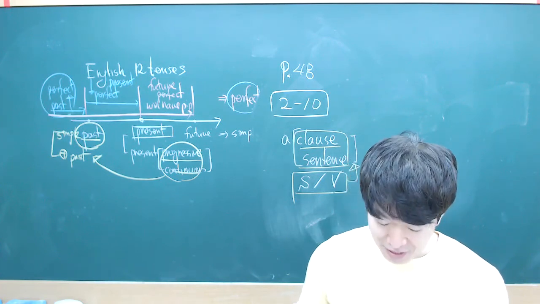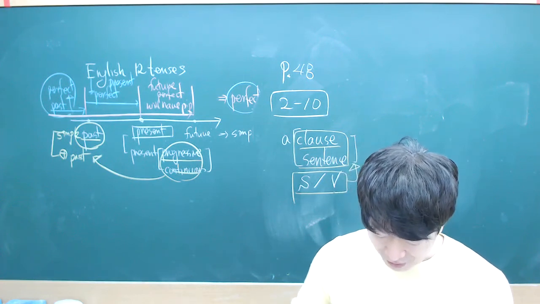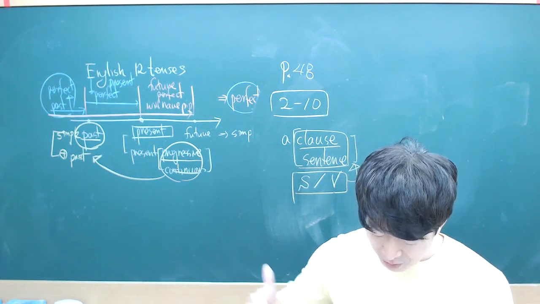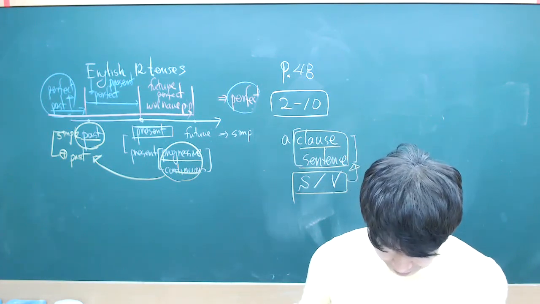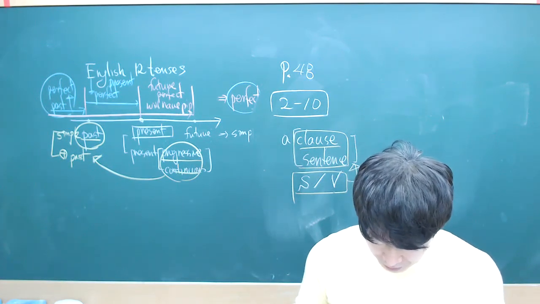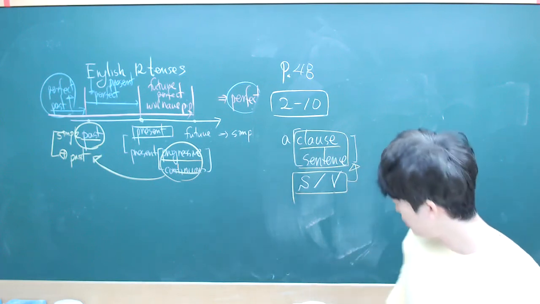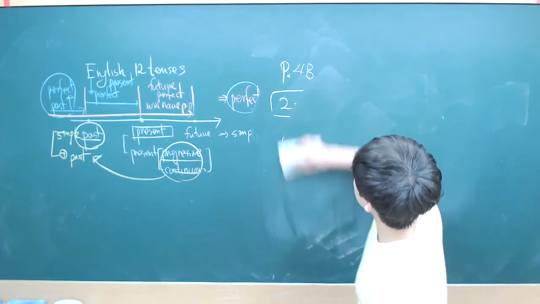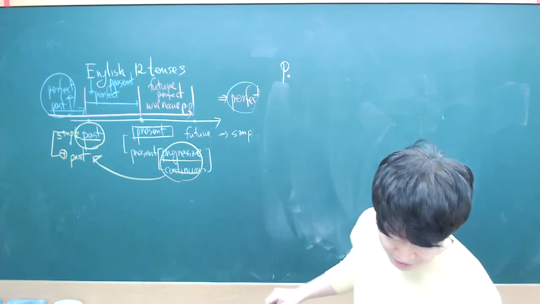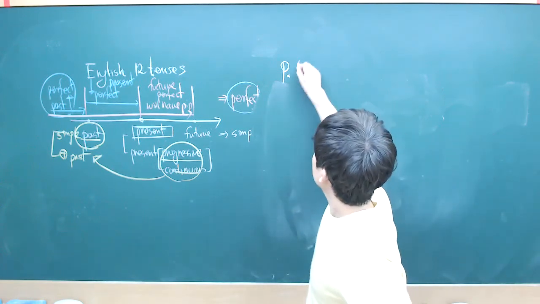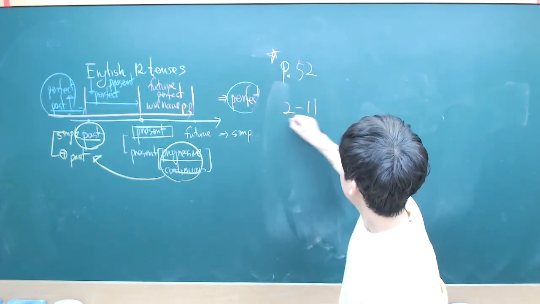When you look at B, before I went to bed, I finished my work. Before is a conjunction followed by a clause. Before I went to bed, it is a time clause. Okay. Let's move on to the last but not the least important phrase. Page 52, 2-11.